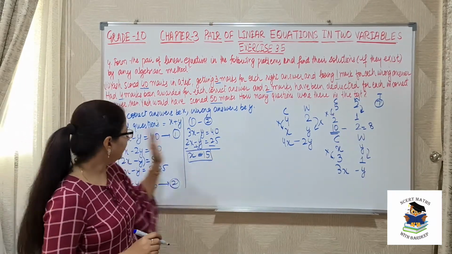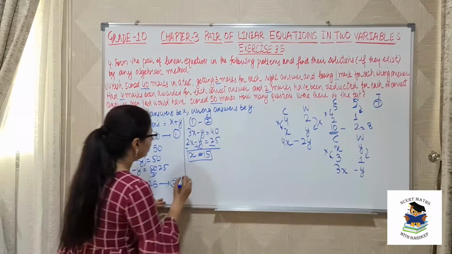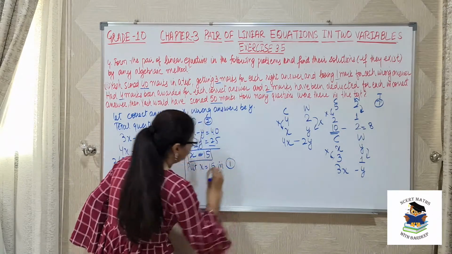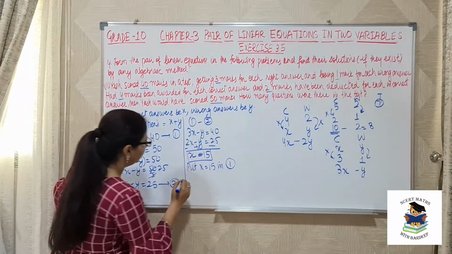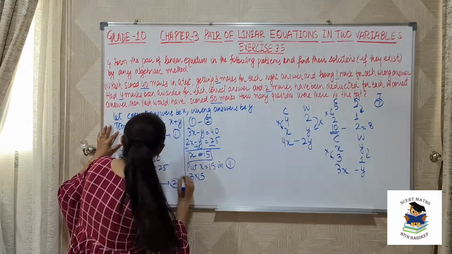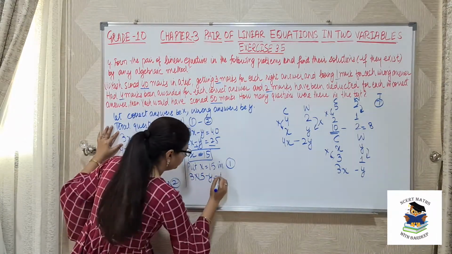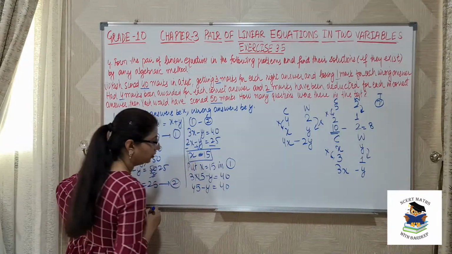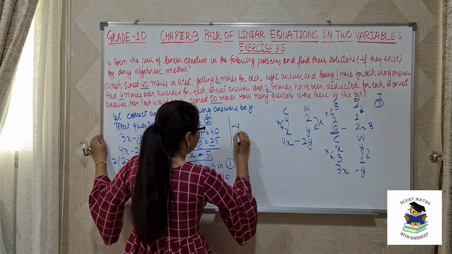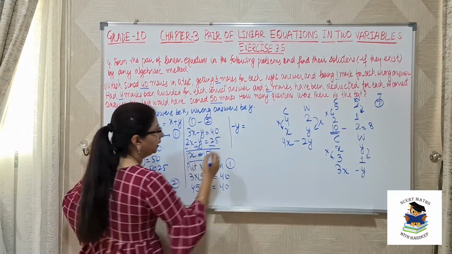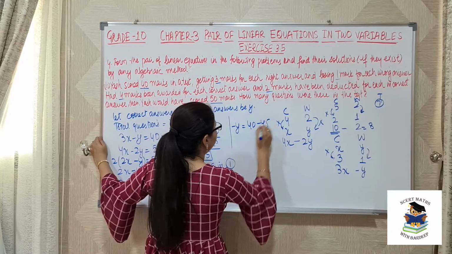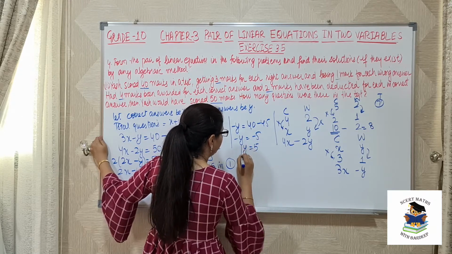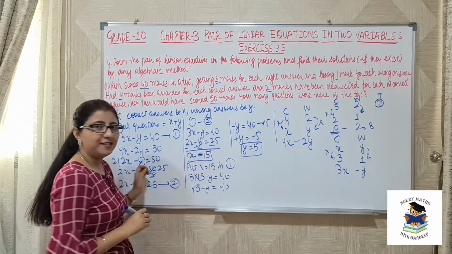Now how to find y? Substitute in any one equation. So put x equals 15 in equation 1. That is 3 times 15 minus y equals 40. 3 into 15 is 45, so 45 minus y is 40. Now minus y equals, this 45 will be shifted to the other side, that is 40 minus 45. So minus y equals minus 5. Minus minus will be cancelled and y's value is 5.